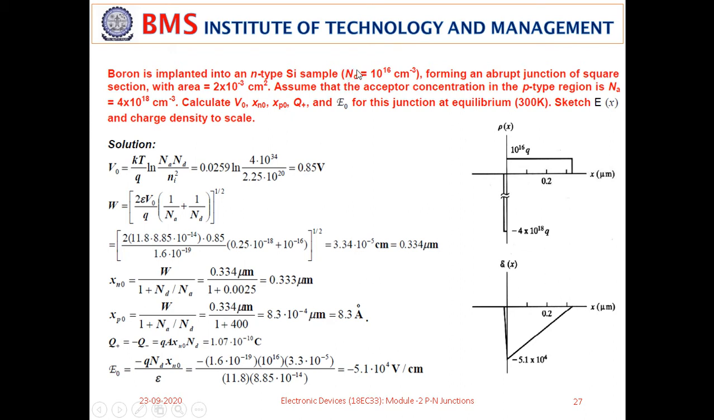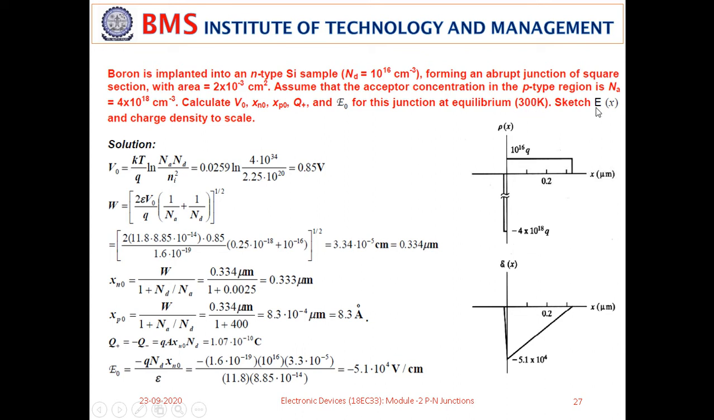The donor concentration is 10 to the power of 16 per cubic centimeter, forming an abrupt junction of a square section with an area of 2 into 10 to the power of minus 3 centimeter square. Assume that the acceptor concentration in the p-type region is Na equals 4 into 10 to the power of 18 per cubic centimeter. You need to calculate the built-in potential, Xn naught, the depletion edge on the N side, Xp naught, the depletion edge towards the P side, Q plus, and E naught for this junction at equilibrium, which is 300 Kelvin.